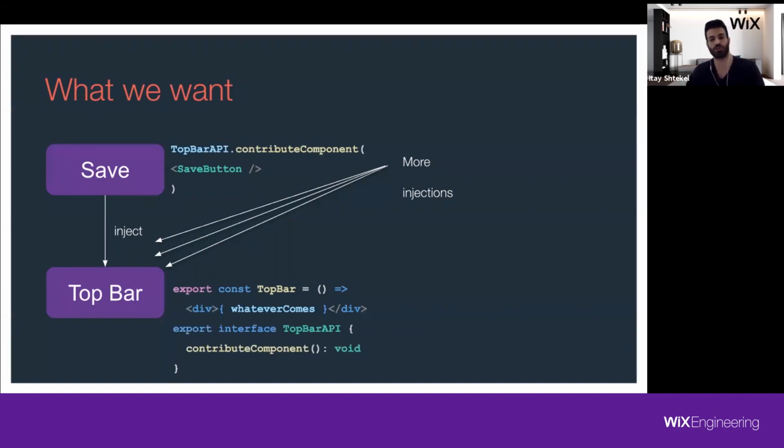So in order to achieve that, we need toolbar to expose some sort of an interface, or a way to communicate, in order to inject content into this toolbar. And save will have to take this interface and contribute its own content into the toolbar. So in this way, toolbar is not aware of the content, and it's the responsibility of the save or any other feature to inject itself into the toolbar.